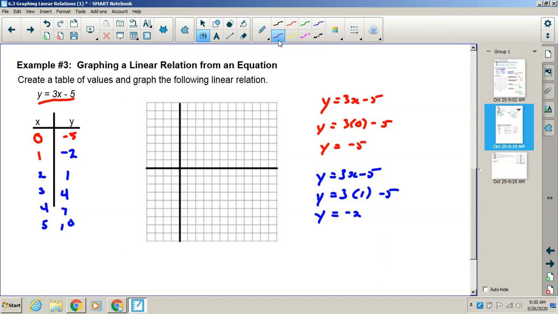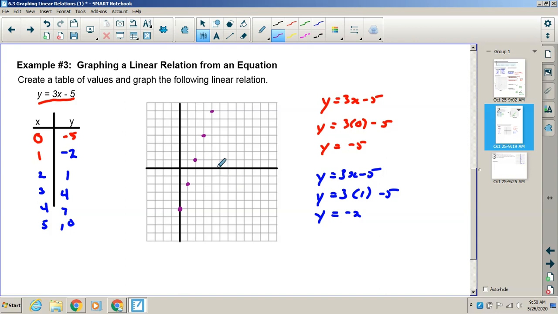And if I take them, and we know 0 is negative 5, so here is 0 and negative 5, 1, 2, 3, 4, 5. There's that point. 1, negative 2: 1 over and 2 down would be right there. 2 and 1, looks like it's right there. 3 and 4, 1, 2, 3, 1, 2, 3, 4. And 4 and 7, 1, 2, 3, 4, then 1, 2, 3, 4, 5, 6, 7. And the rest of it's going to go off the graph, so we'll stop there.